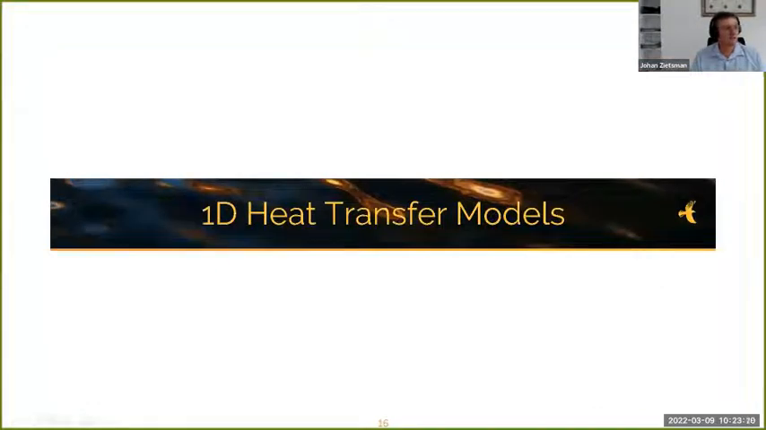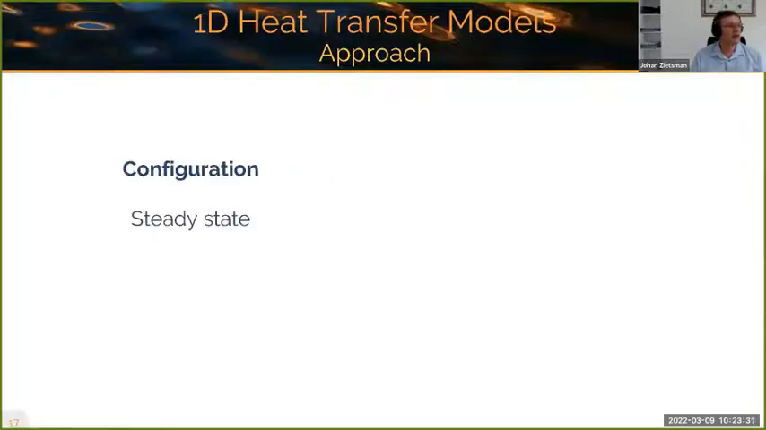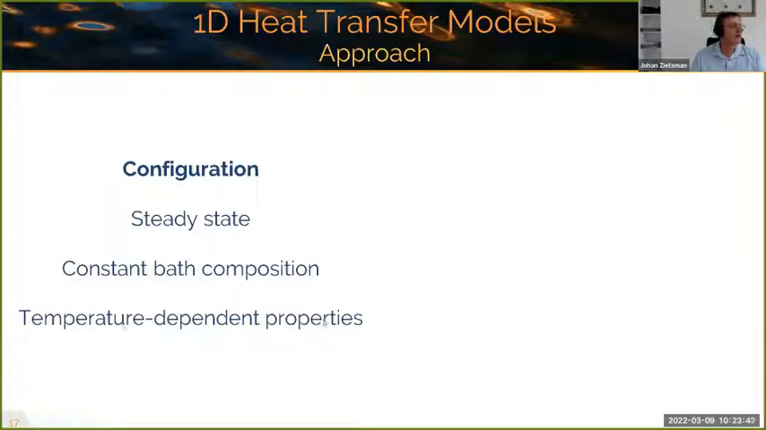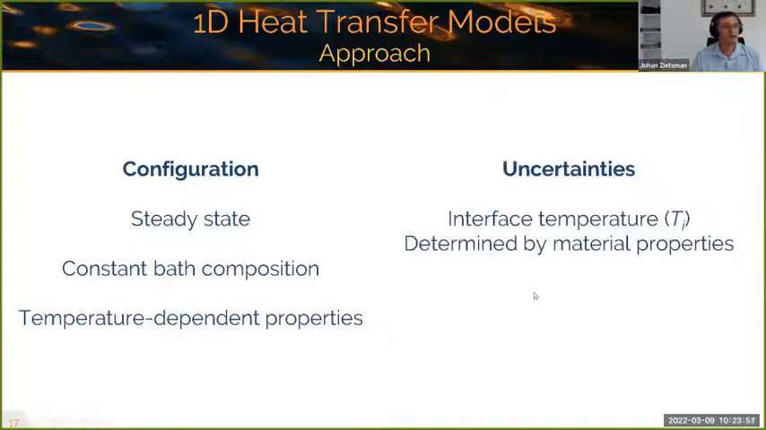Now, the next model that is often encountered when talking about freeze linings in literature, it's one-dimensional heat transfer models. Now, the approach that we take there is generally a steady state model, so we don't take into account transient behavior. We usually assume, well, we always use a constant bath composition, some temperature dependent properties of the refractory materials, for example. But then we are confronted with a number of uncertainties when we want to do these calculations.